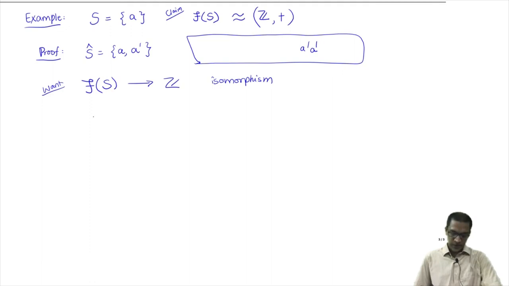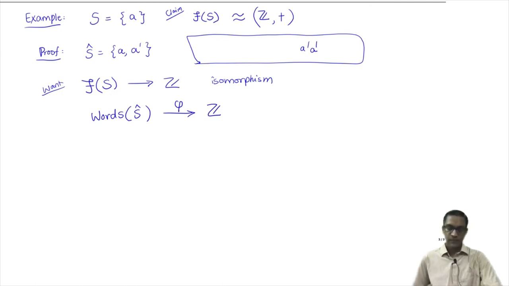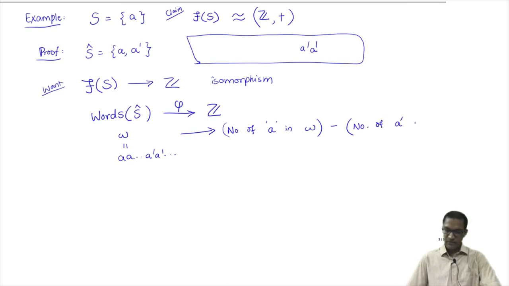But as an intermediate step, let me try doing this at the level of words. Let me look at all words in A and A prime and define a map from that to the integers. I'll call that map phi, and here's my map. I write my word W, it's some bunch of A's and some bunch of A primes. Now my map maps W to the number of A's in W minus the number of A primes in W.